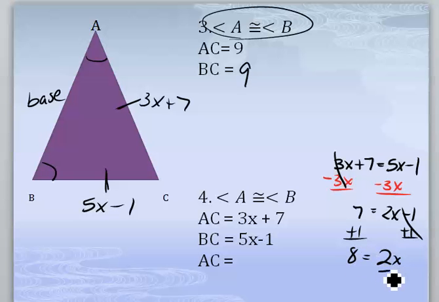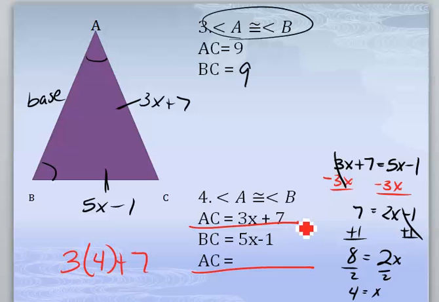2x equals 8, and if we divide by 2, x is 4. Now, I'm always going to ask you to plug back in. So if we look, they want the length of AC. Remember, not having the symbol means the length. So I'm going to do 3 times the 4 plus 7 because we're plugging in to AC. 3 times 4 is 12 plus 7 means that AC is 19.